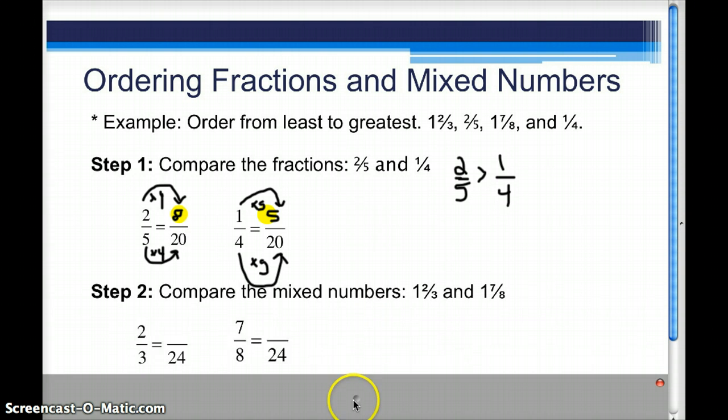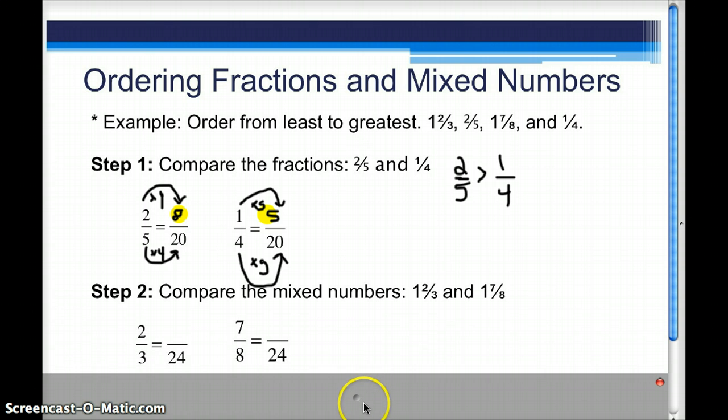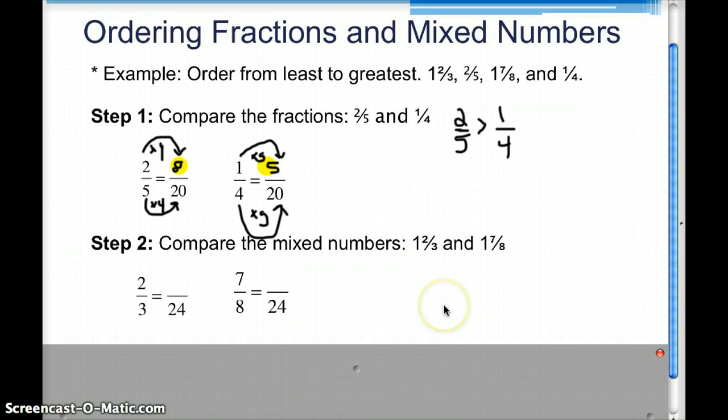Let's go on to step 2. We need to compare the mixed numbers now. Remember, if your mixed numbers have the same whole number part, just compare the fractions like we did above in step 1. So I have it all set up for us right now.